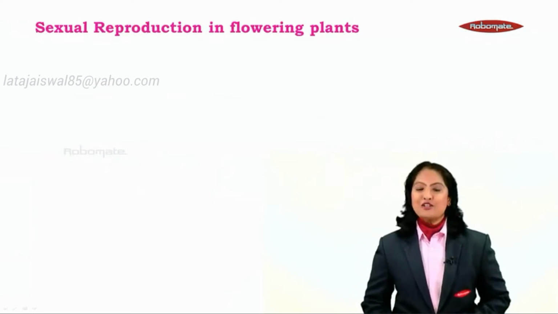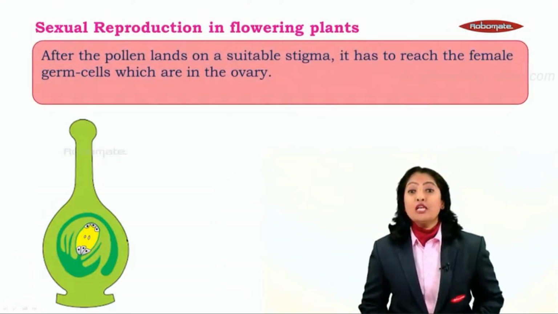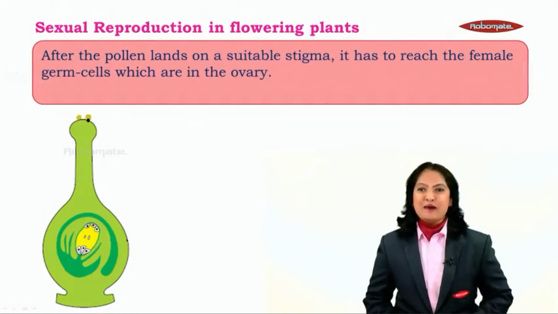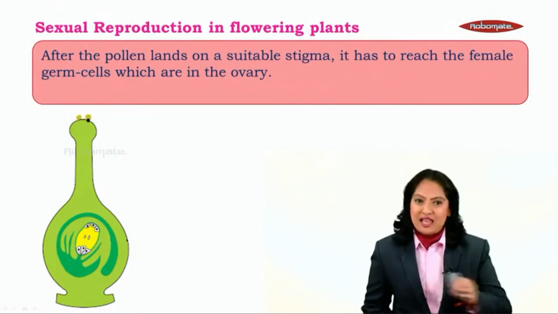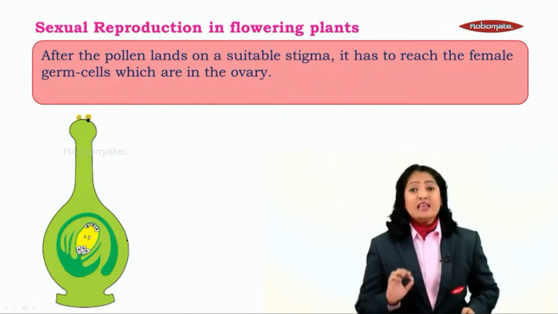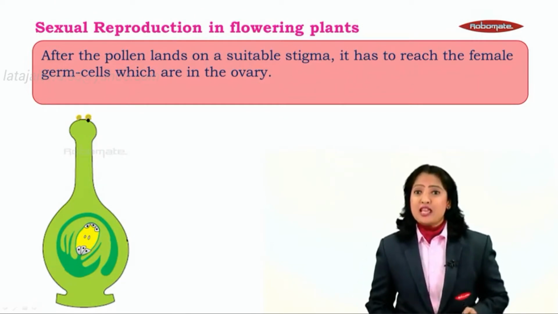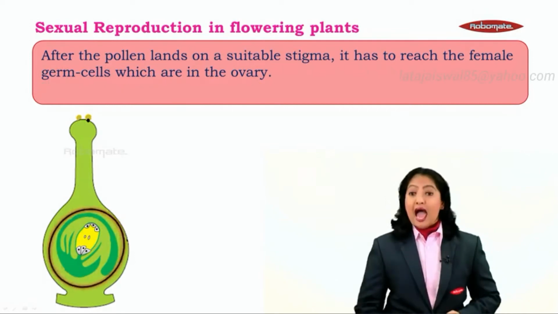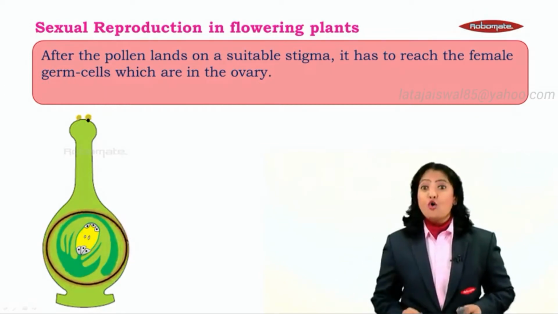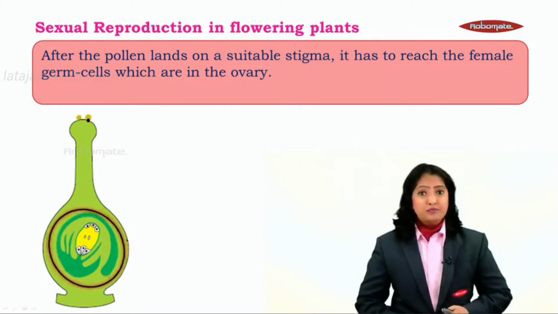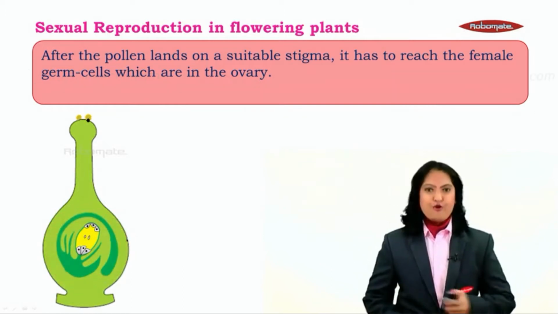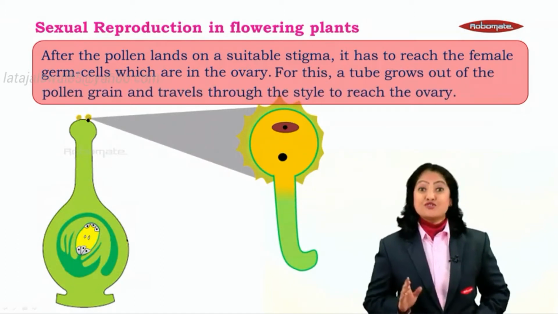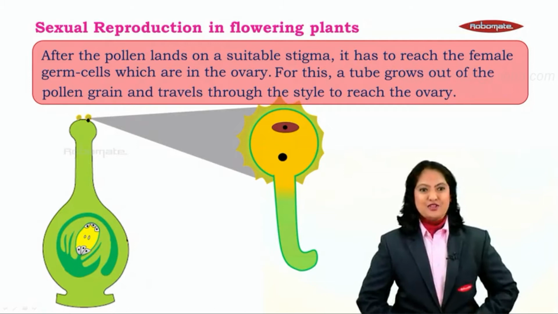In the last module, we saw that the pollen grains are transferred on a suitable stigma with the process of pollination. But these pollen grains have to reach the female germ cells which are in the ovary. And as you can see in the image, the ovary is right at the bottom. So how would they reach? For this, a tube grows out of the pollen grains and travels through the style to reach the ovary.